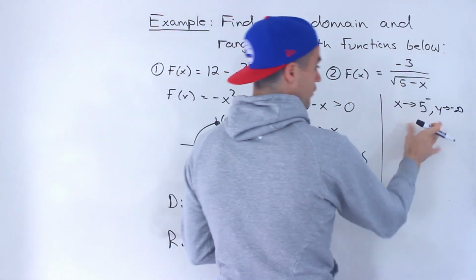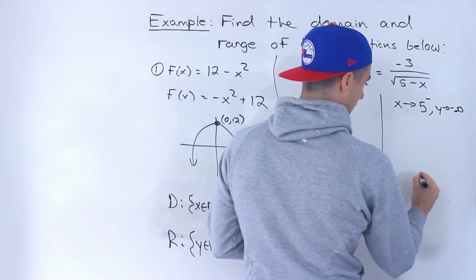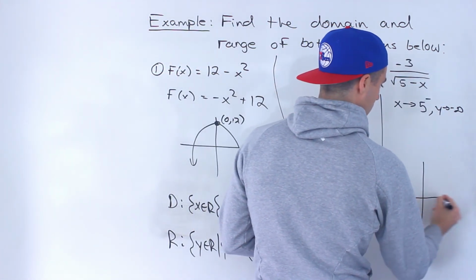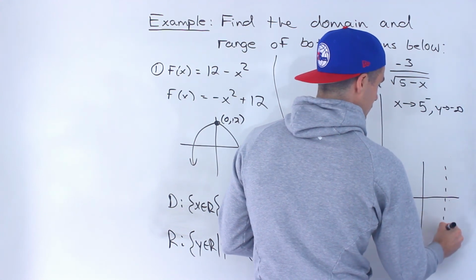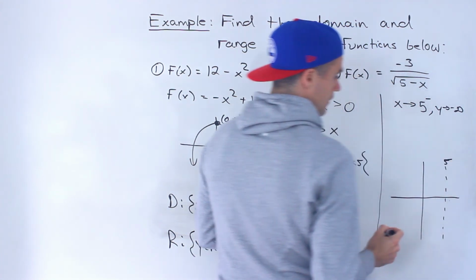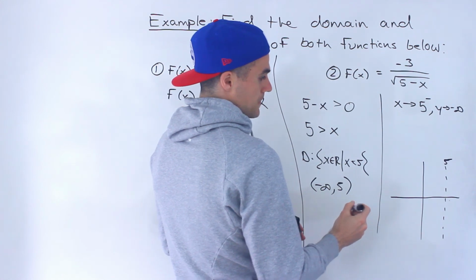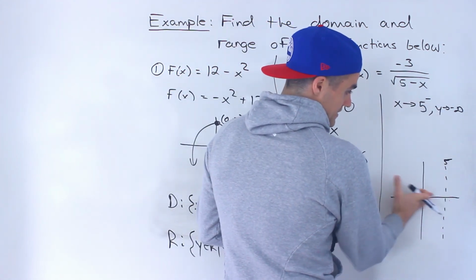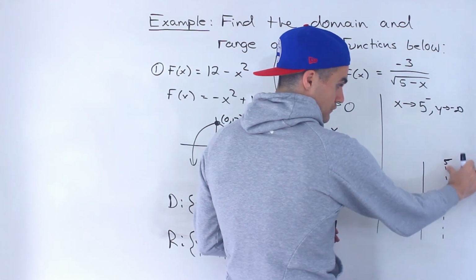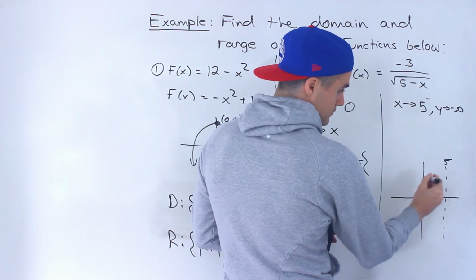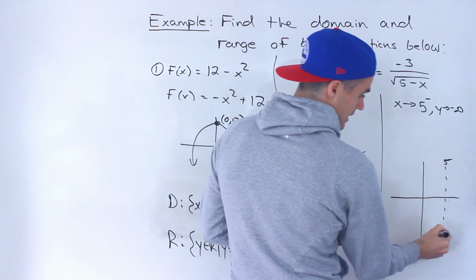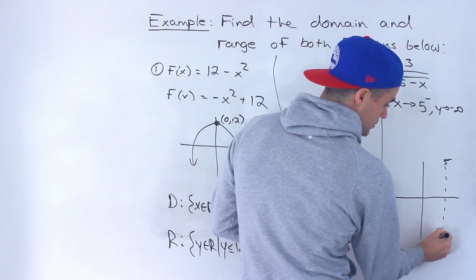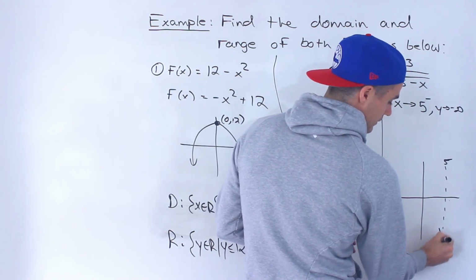So there's going to be a vertical asymptote there. At positive 5 there's a vertical asymptote, and as we approach positive 5 from the negative side, the function doesn't exist on the other side, so the y values are going towards negative infinity, like that.